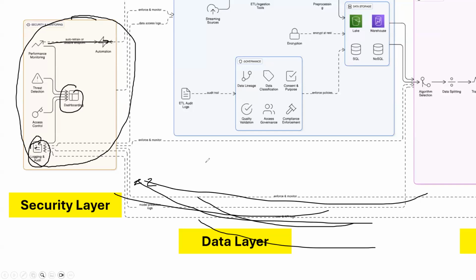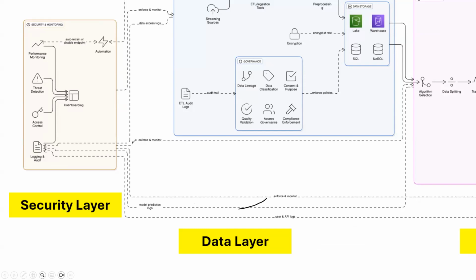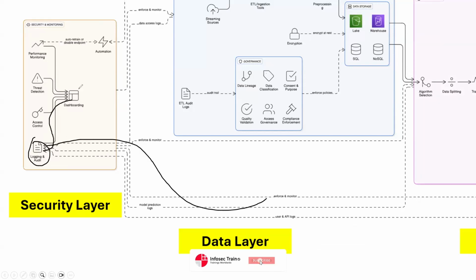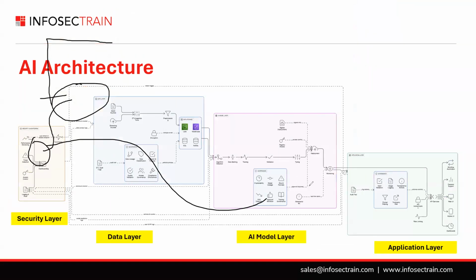So all the data pointers, whatever is coming from the application and model and all that, are all recorded in the logs. And from the logs, it goes to a dashboard. And here I can see what is happening in my AI. And based on that, I can provide all the options to the AI architecture. Is the basic concept clear?